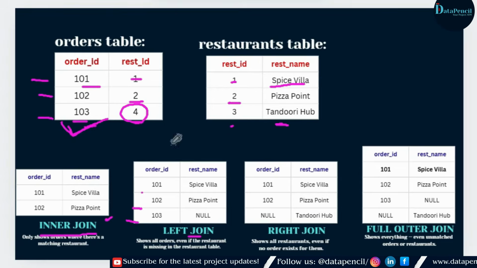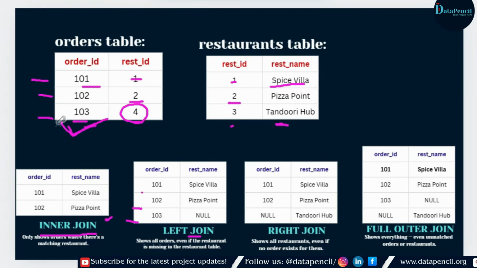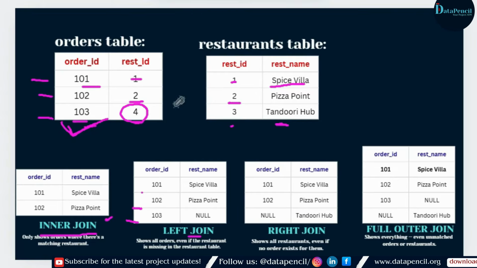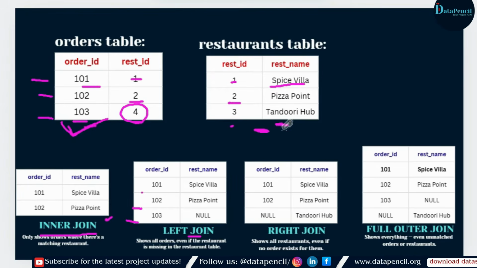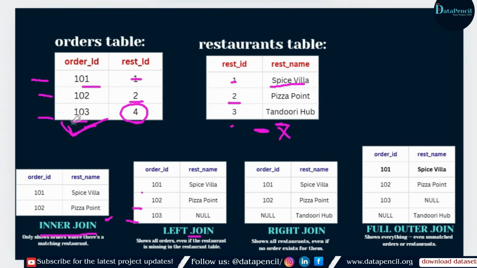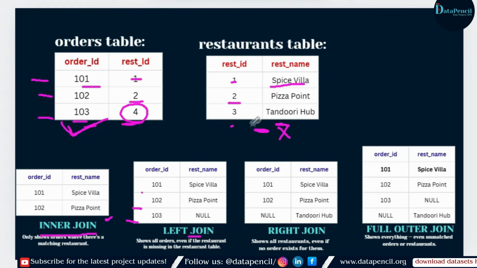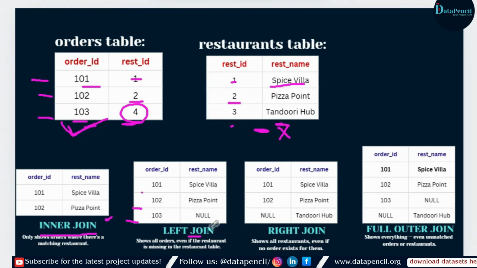So what happened in the left join? All rows of the left table will appear in the result window. And if the belonging value is not present, like restaurant ID 4 is not present here, it will show us null.